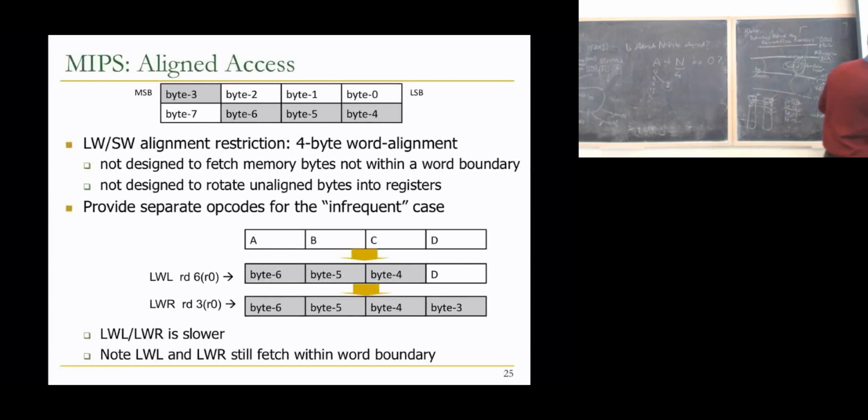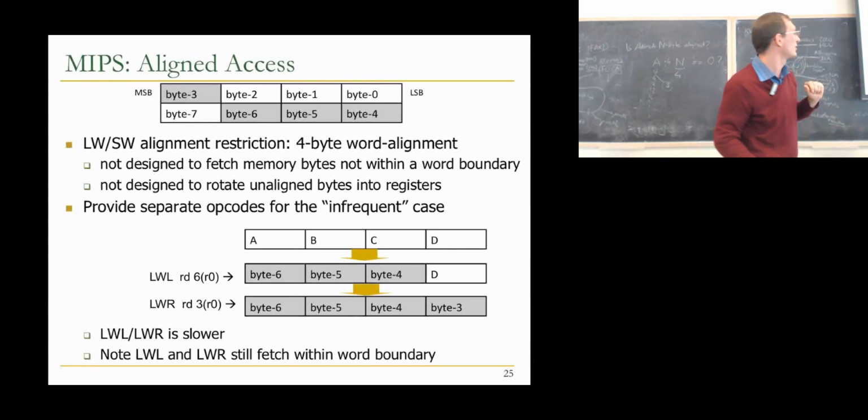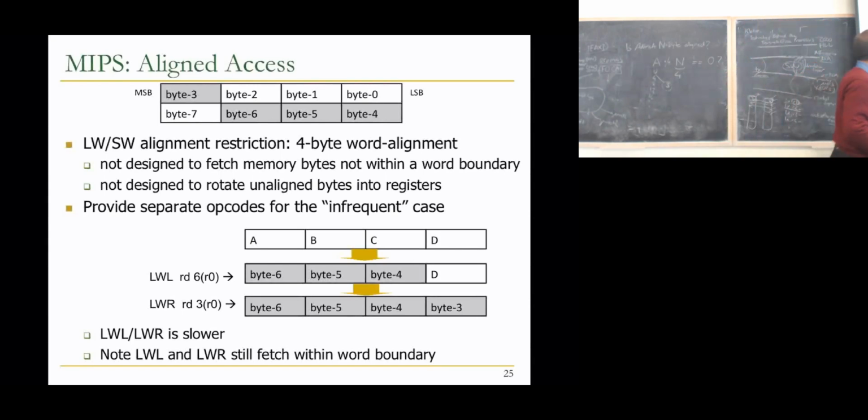In x86, you don't need to do this. In x86, you say, load from byte 3 for me a word, and you get this one magically. That's the beauty of having unaligned access supported by your instruction set architecture and hardware.